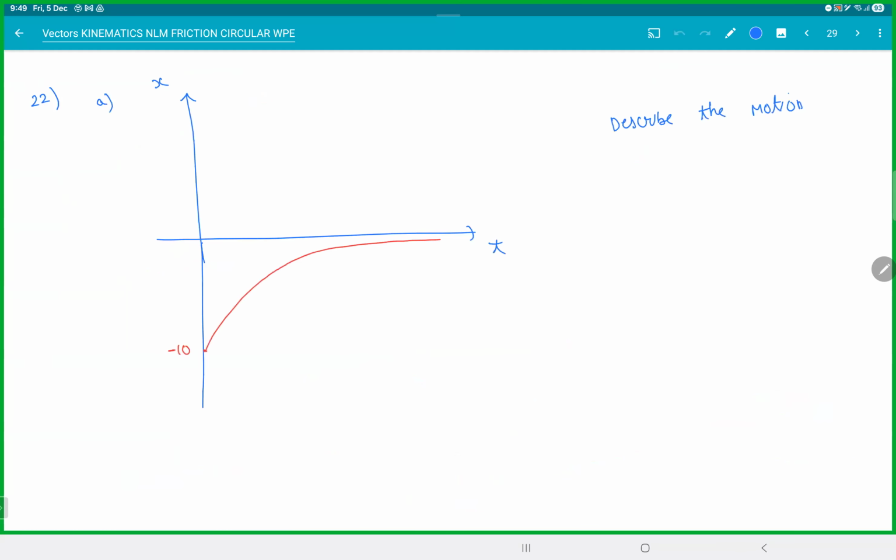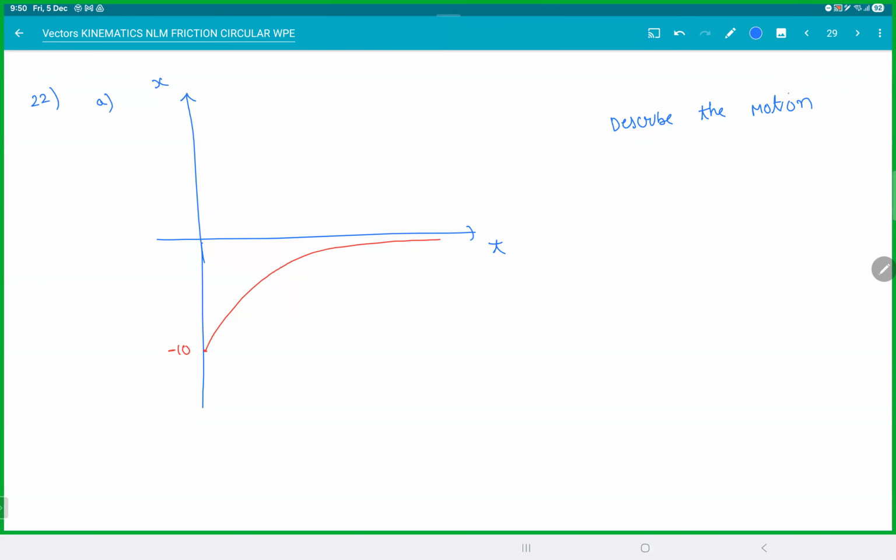So this is an xt graph of a particle. Can you describe the motion? Meaning, options will be like this. The speed is always increasing. The speed is always decreasing. It is always accelerating. It is decelerating. Right? Options will be like that. The particle is moving towards the x-axis. It is going away from the origin, towards the origin. Everything that you can think of.